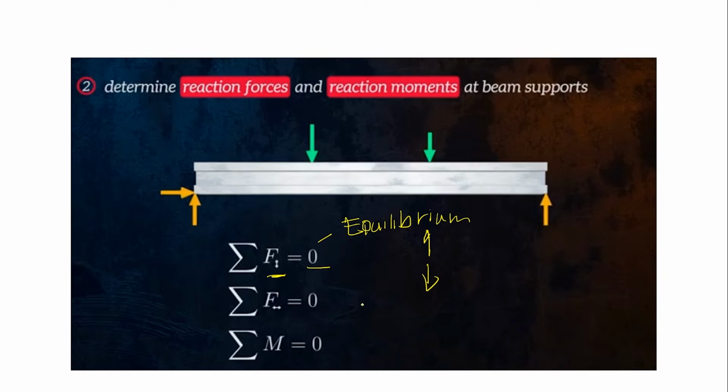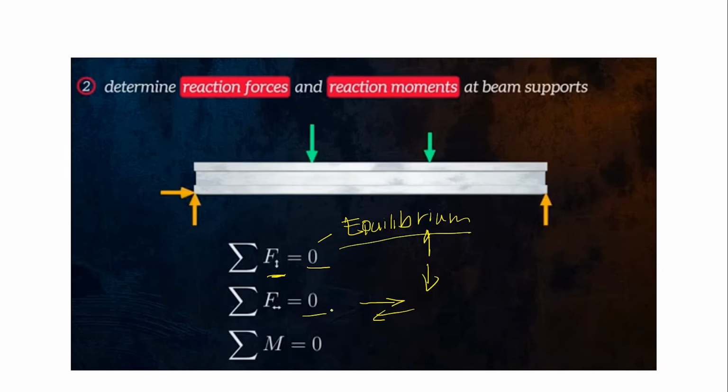Same thing goes with horizontal. All the forces going to the right and all the forces going to the left must be canceled out so that it will become zero, in the principle of equilibrium.